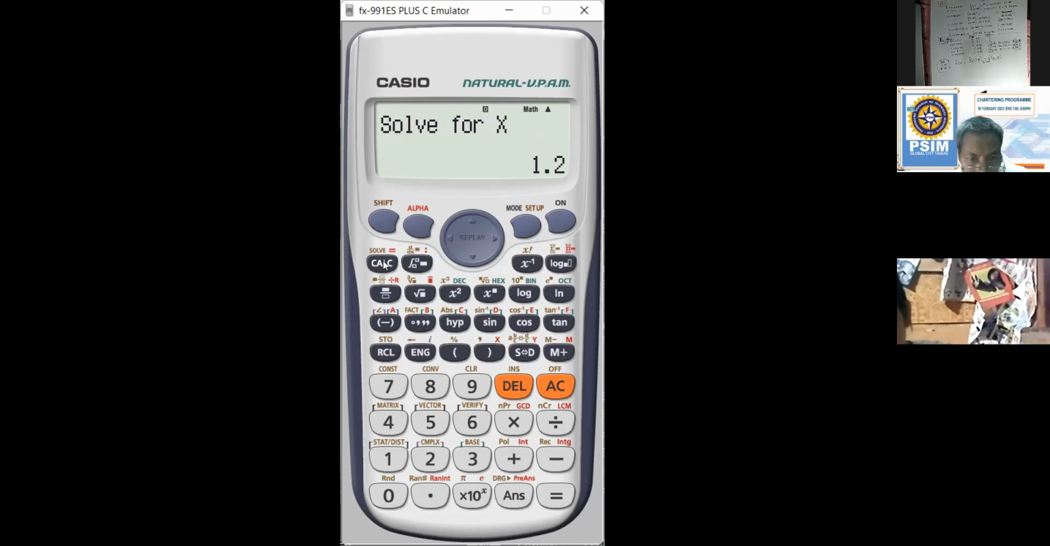So for x, what is the initial value of x? From the figure, let us estimate 0.5. And then solve. So the value of x is 0.146. Okay, as you can see from the figure, 0.146.